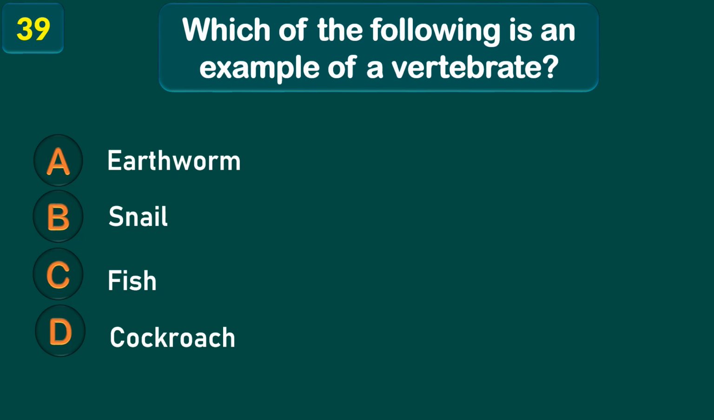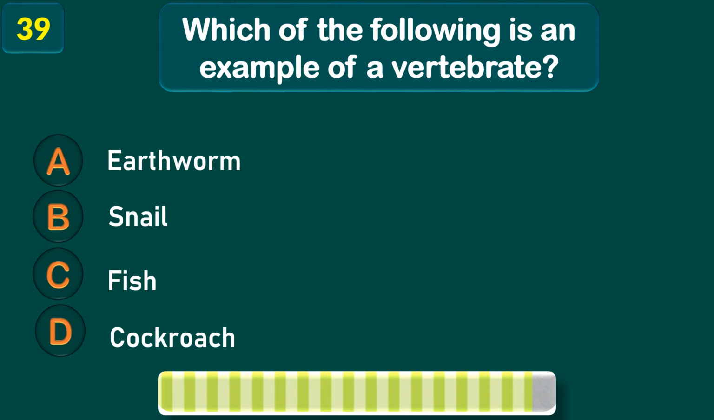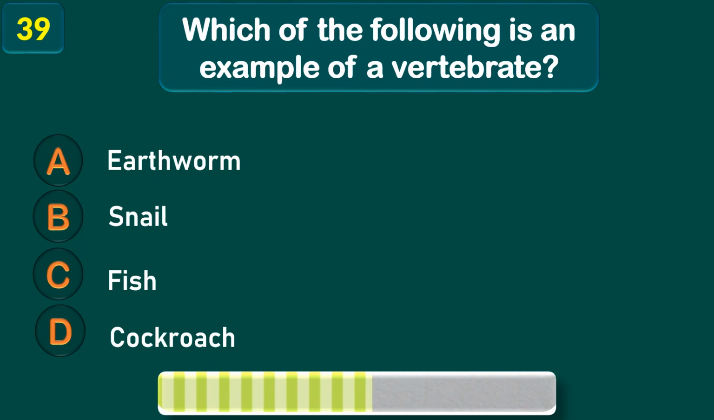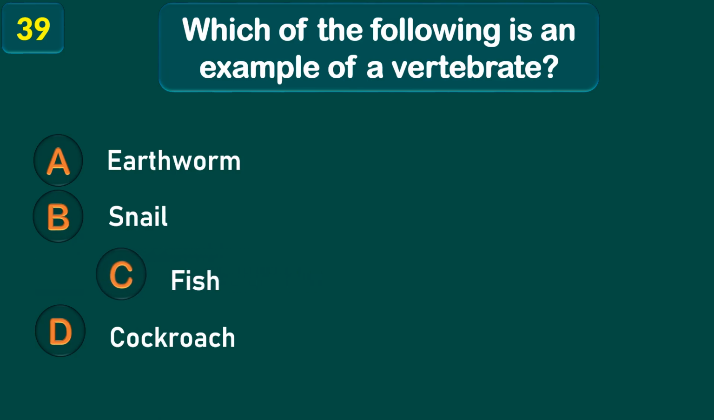Which of the following is an example of a vertebrate? A. Earthworm, B. Snail, C. Fish, D. Cockroach. Answer: C. Fish.